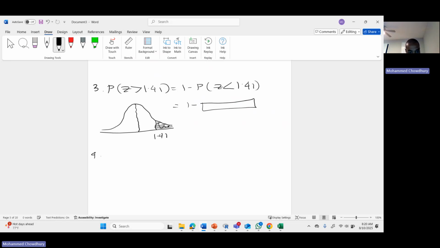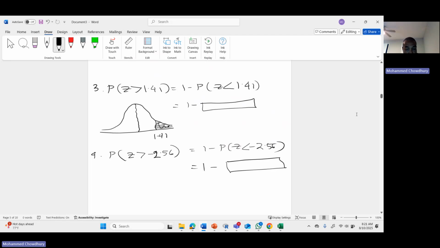Similarly, you can do number 4, probability of Z greater than negative 2.56, which you can do as 1 minus probability of Z less than negative 2.56. Okay, you can compute these things very easily. Just plug 1 minus, this is your R code or Excel code. If you do not like coding, then you have to use the table that I have showed you. You have to take help from there.